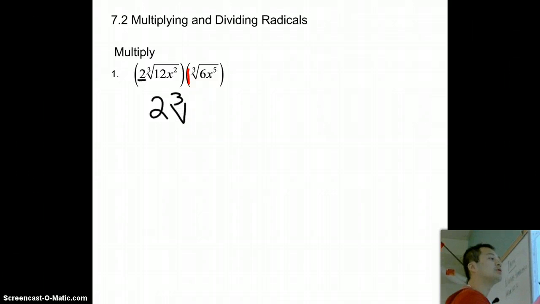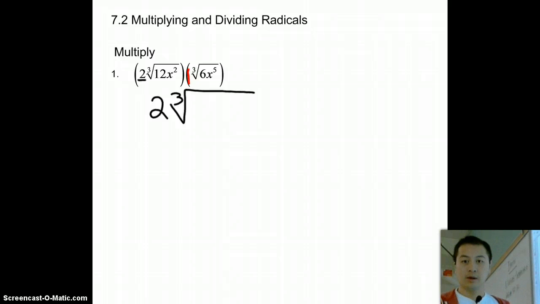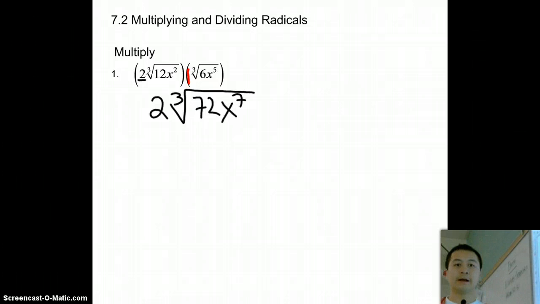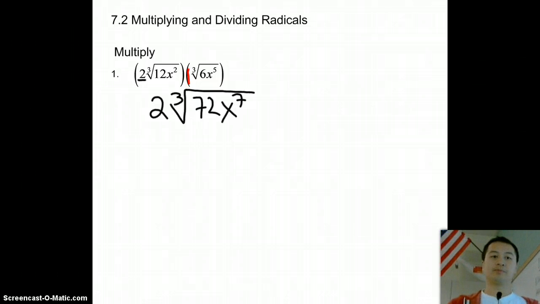They're both cube roots, so our radical will be a cube root. Some people like to add or multiply those radical indexes. No, they stay the same. Cube root of 12 times 6 is 72, and x squared and x to the 5th is x to the 7th. That's how you multiply radicals. Are you done? Good. We're not done here. We still have to simplify it.